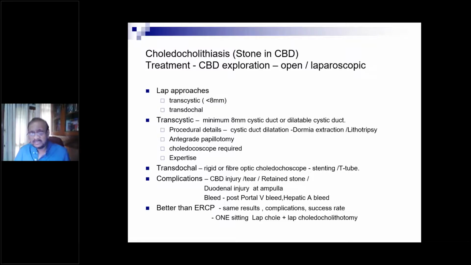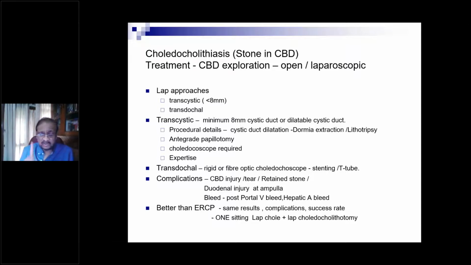Then comes the surgical CBD exploration, open or laparoscopic. I'm not going to go into the details as far as you're concerned. That's not really required. Even for the PG, they should know the principle. And the lap approach could either be transcystic or transductal. Transcystic basically means you're going through the cystic duct and entering the CBD. Transductal means you're making a direct opening over the CBD and entering into the CBD.